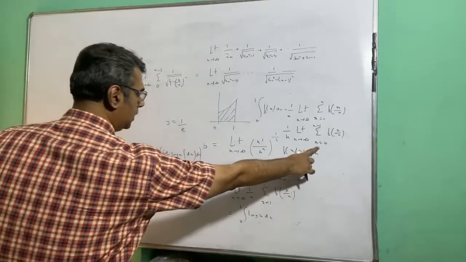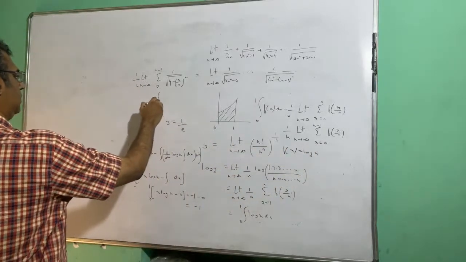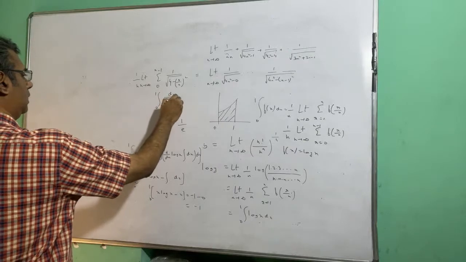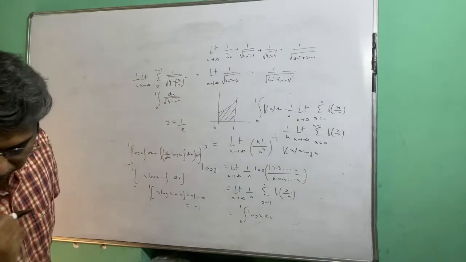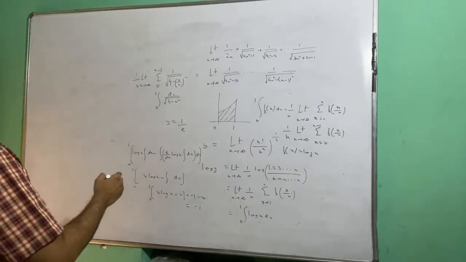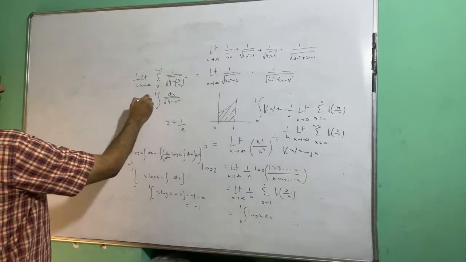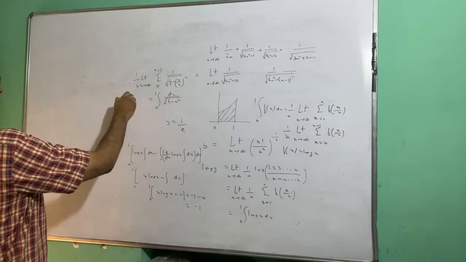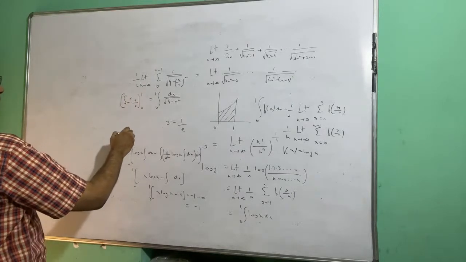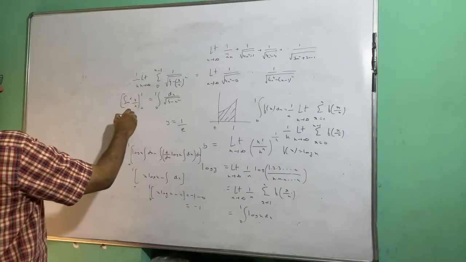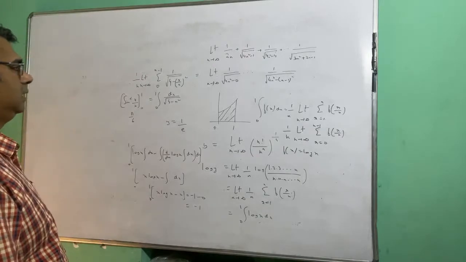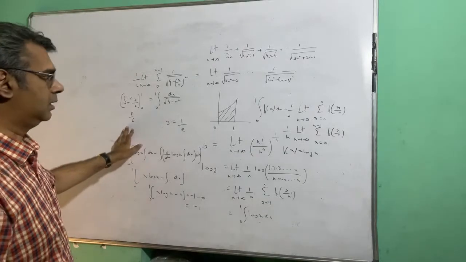So according to this formula, this will become 0 to 1 dx by root over 4 minus x square, and the integral of dx by root over 4 minus x square is sine inverse x by 2 from 0 to 1. If you put 1, the answer will be pi by 6. If you put 0, the answer will be 0. So finally the answer of this question is pi by 6.